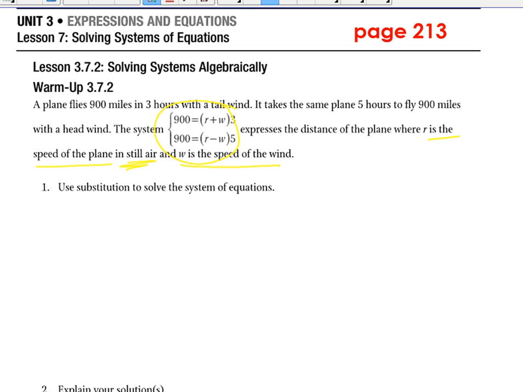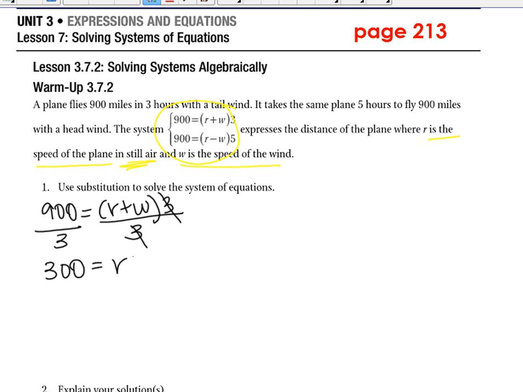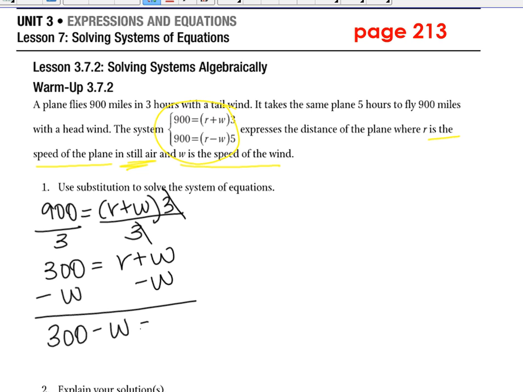If you look at that, in the warm-up problem, we had one of these solved for. In this problem, you do not have a variable already by itself, so you're going to have to do that. It does not matter which one you pick. I'm just going to pick this top equation, 900 equals r plus w times 3. And I'm going to solve for one of the variables. I'm going to divide by 3 on both sides, and you get 300 equals, those cancel, so you're left with r plus w. Then I'm just going to subtract w to keep the r positive. So you get 300 minus w equals r.